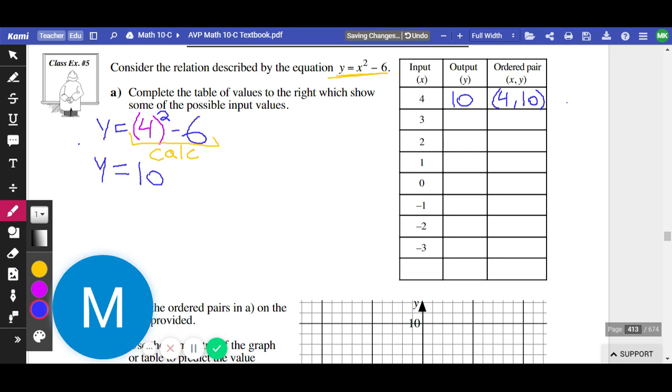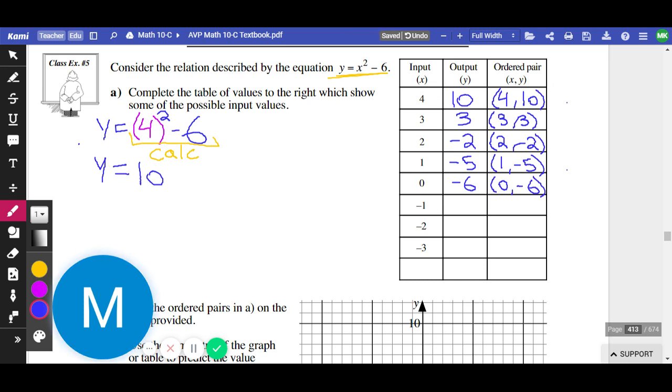And you should have done this over and over again to fill out the entire table of values. Your points should have been (3, 3), (2, -2), (1, -5), (0, -6). That gives me all these ordered pairs. The reason I want to do the next ones together is because they're negative.